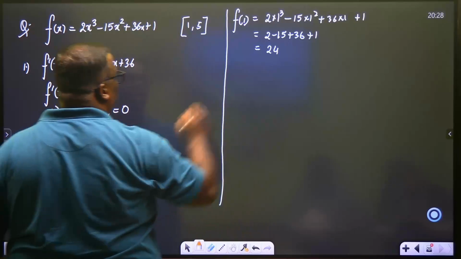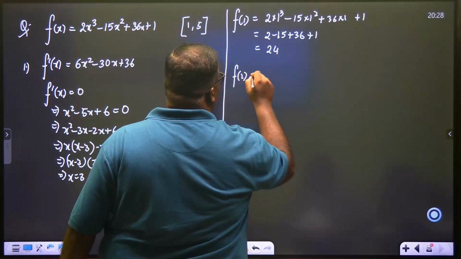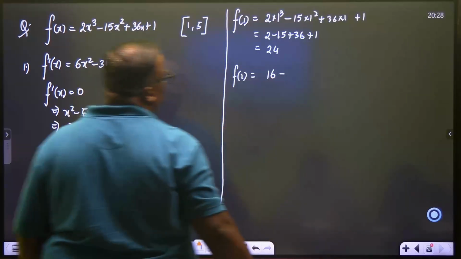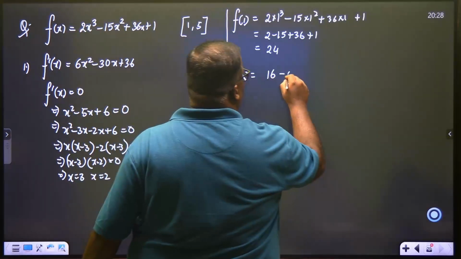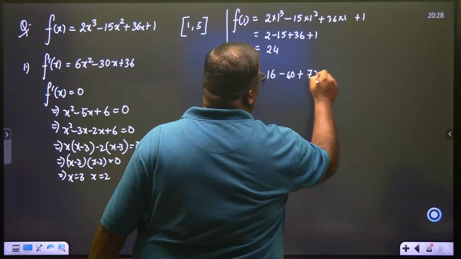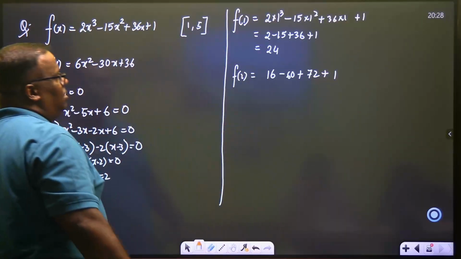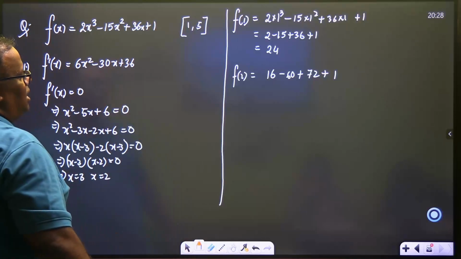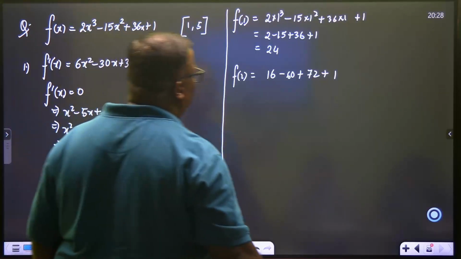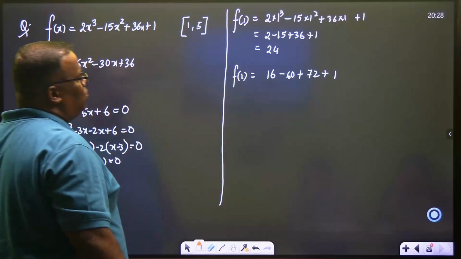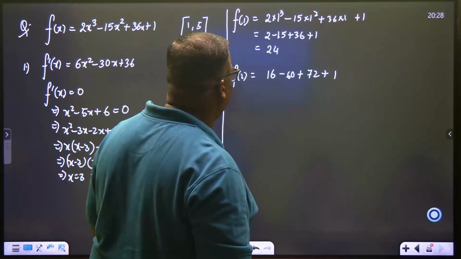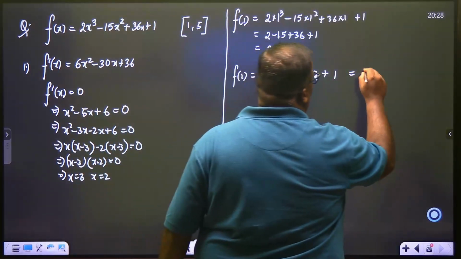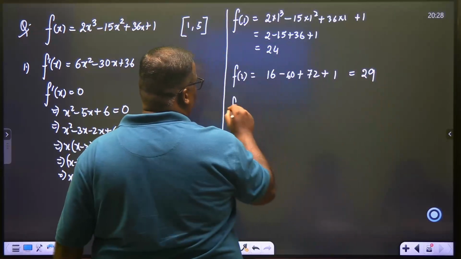Then what all did you get? f of 2. Let's take f of 2. 2 into 8 is 16, minus 2 square is 4, 15 fours are 60, plus 72 plus 1. Tell me what is the value? 72 plus 1 is 73, or 72 plus 16 minus 60 is how much? 28, plus 1 is 29. So this is 29.